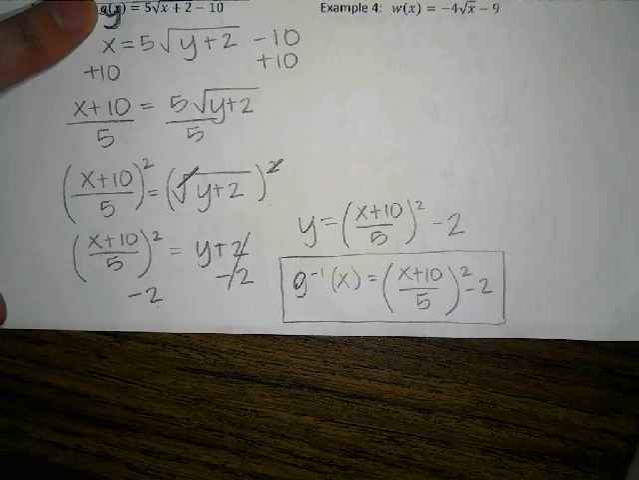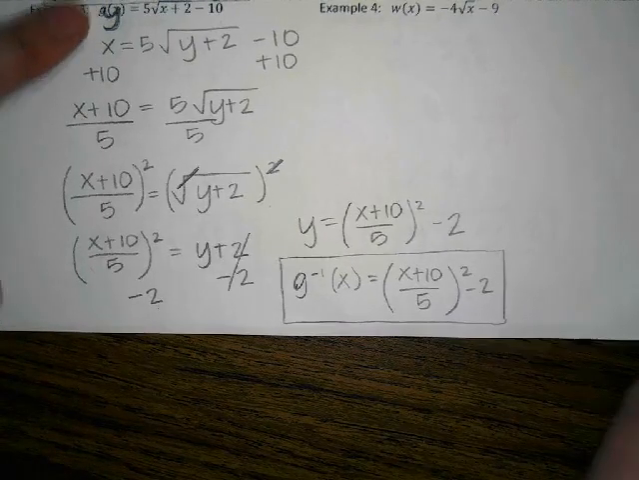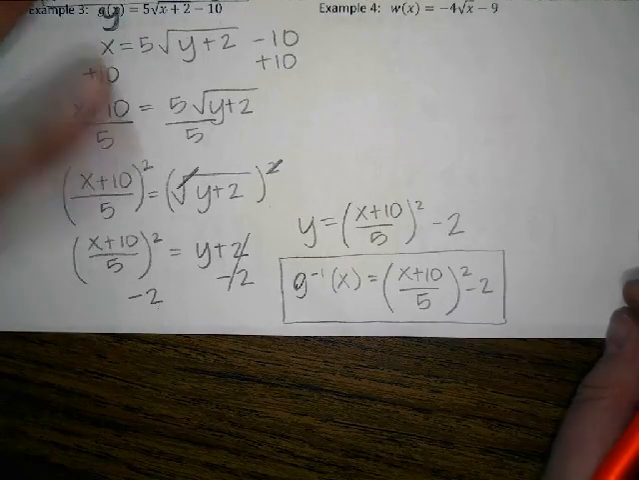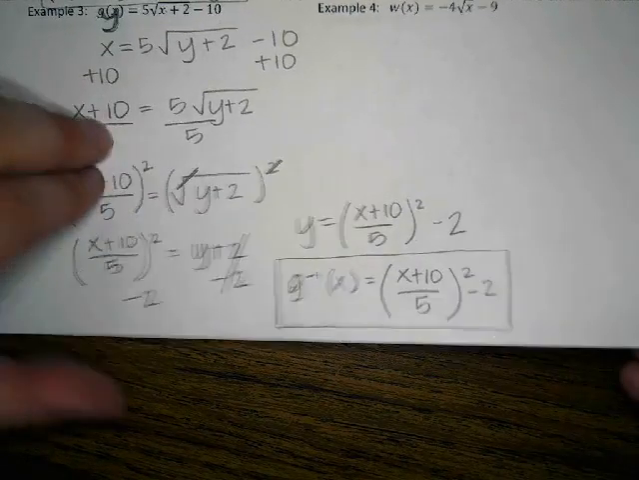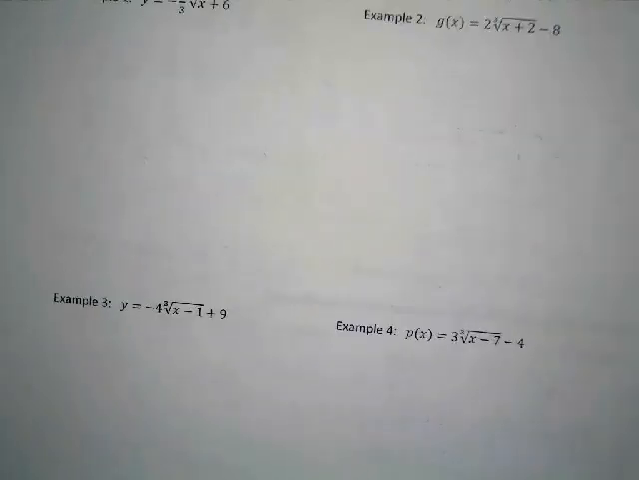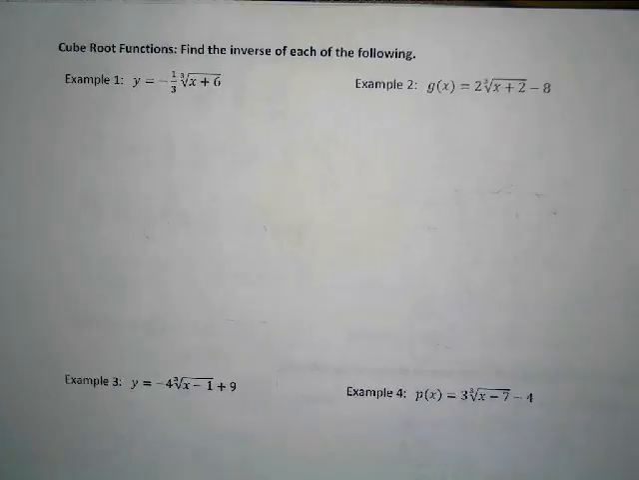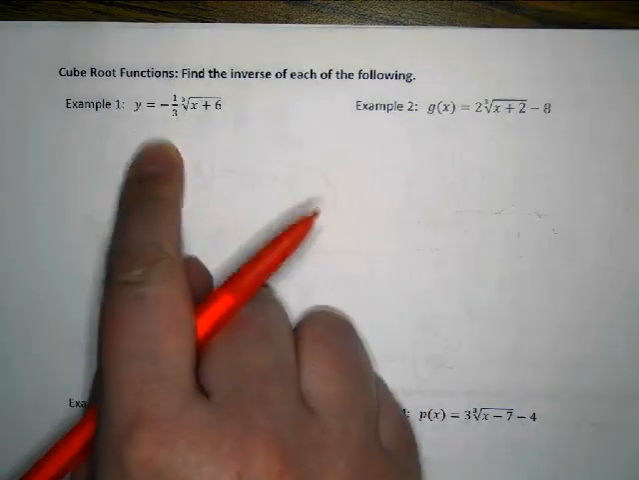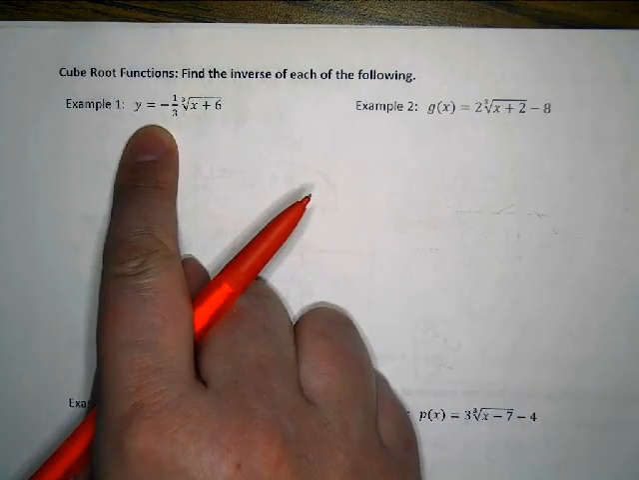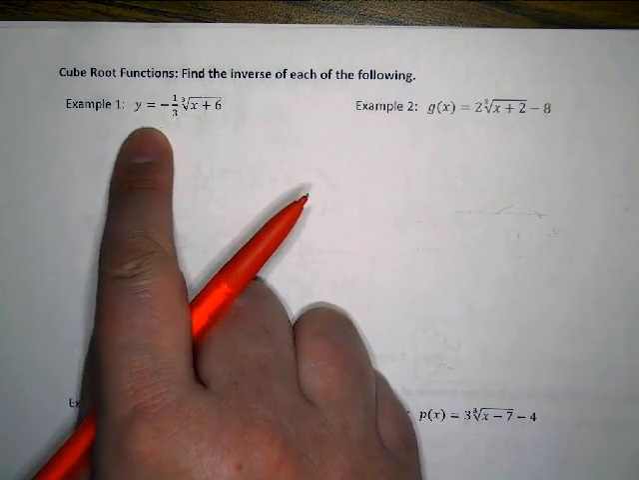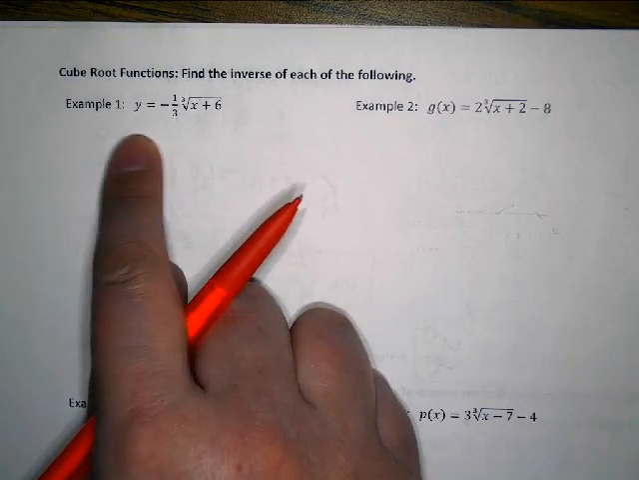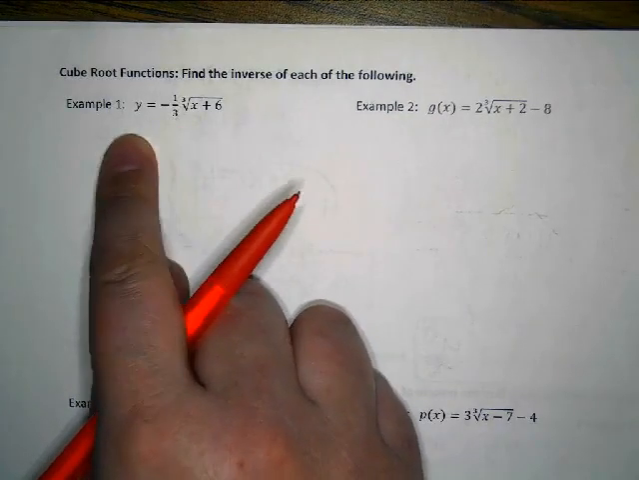Okay, so these are the ones that have the square roots in them. If we turn the page, we have the ones that have the cube roots in them. So let's try example 1 on this page. So with this one, what's our very first step? Swap the x and the y.